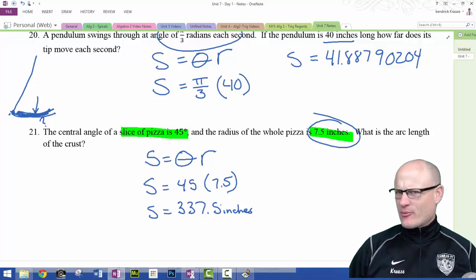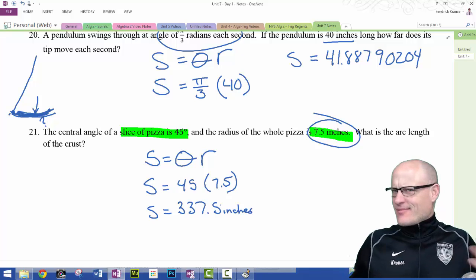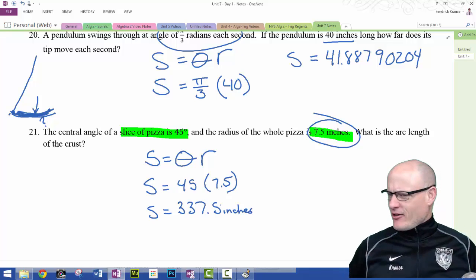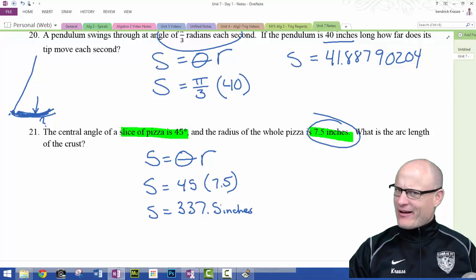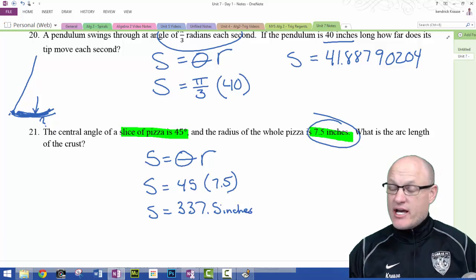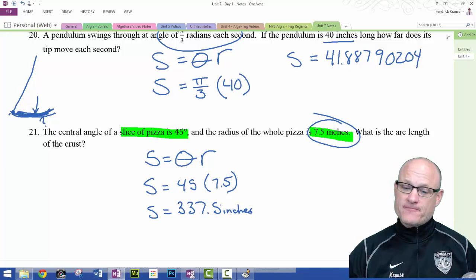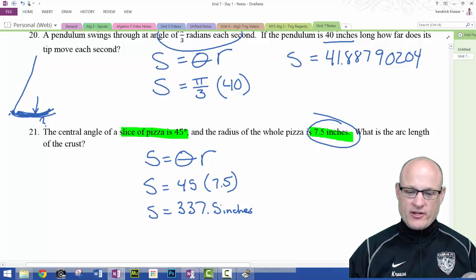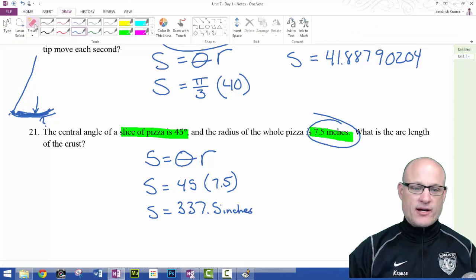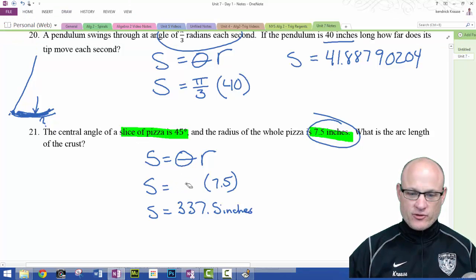Dude, seriously, I would be so huge if I ate just that one slice. So clearly there's a problem here, isn't there? That's why I said it's a tricky problem. A 7.5 inch pizza doesn't have a 337.5 inch arc. Doesn't make any sense, does it? That goes back to why these problems are a little bit tricky. They're not bad, but you have to be careful. This is your problem. Can't use 45 degrees, so this is clearly a wrong answer.